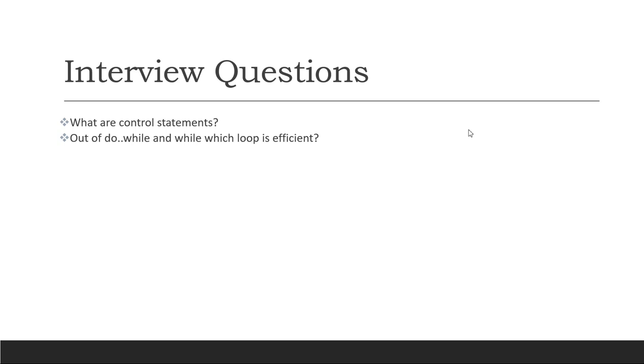But since there are multiple control statements, we have to know each and every one, because sometimes we want to execute the statement first and then check the condition. In that kind of scenario, we go with do while. Otherwise, while loop is better because it gives more control than do while.